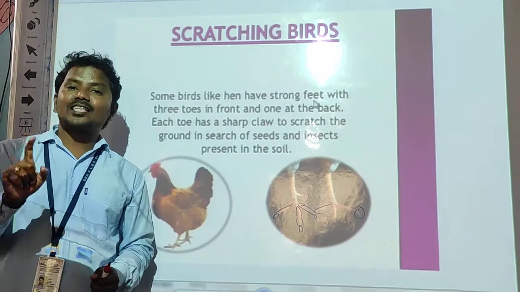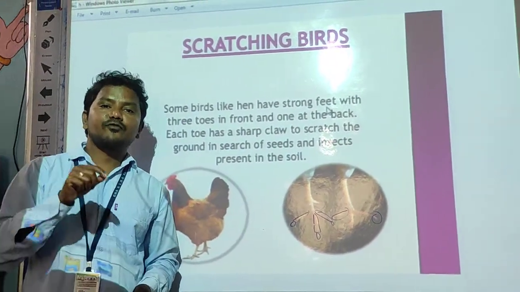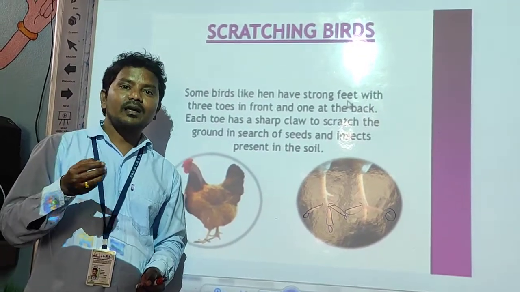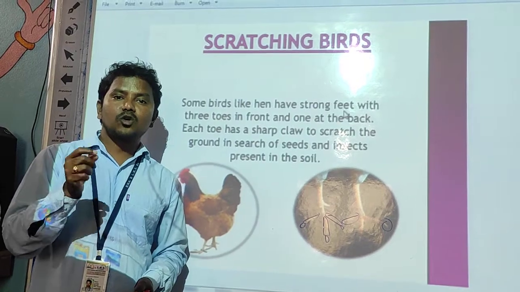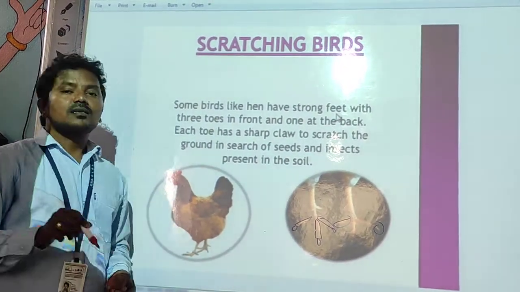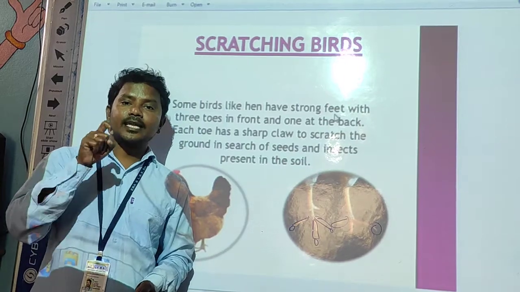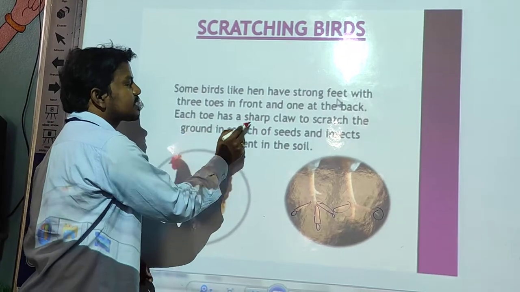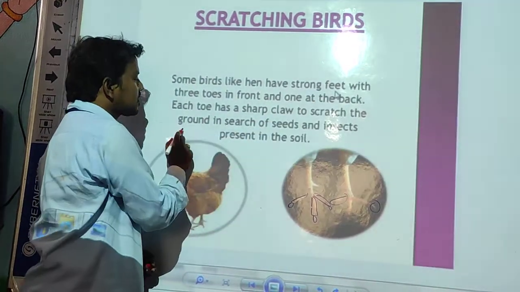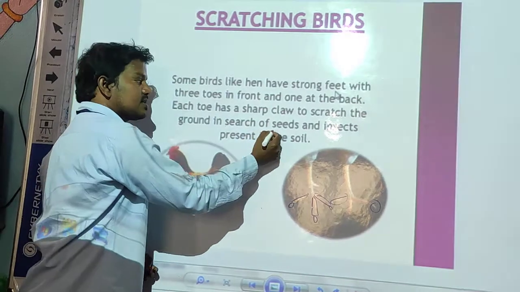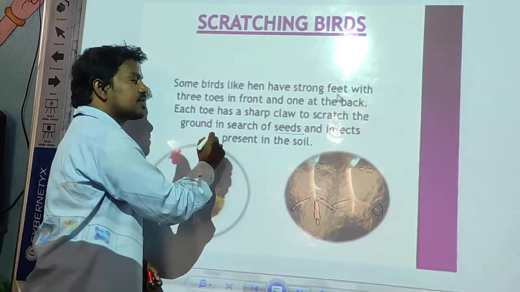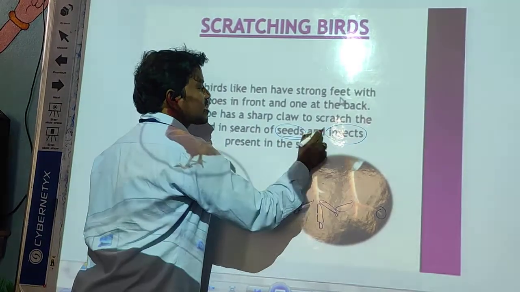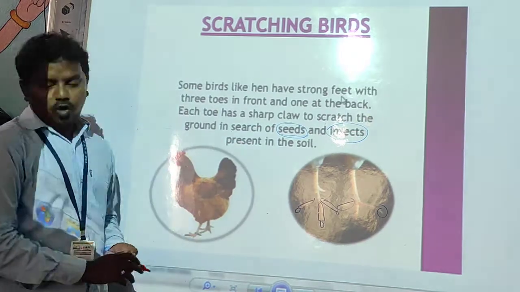Why are they scratching and digging? For their food, like grains. Some grains are present inside the soil, and in the same way some little tiny insects are also present in the soil. So they can scratch and dig for their food. Each toe has a sharp claw to scratch the ground in search of seeds. Sometimes by scratching they can get seeds for their feeding, and sometimes they can get insects present in the soil.